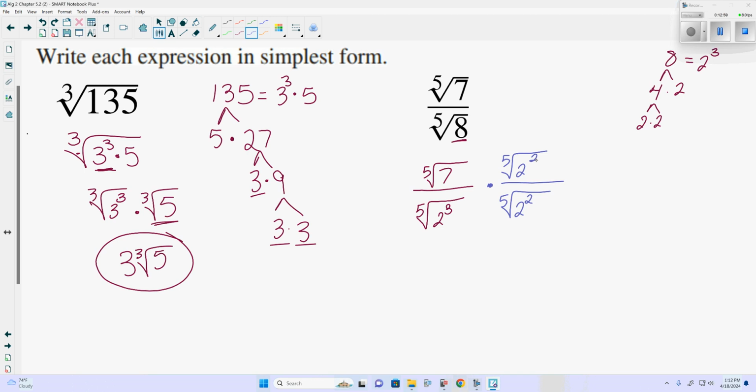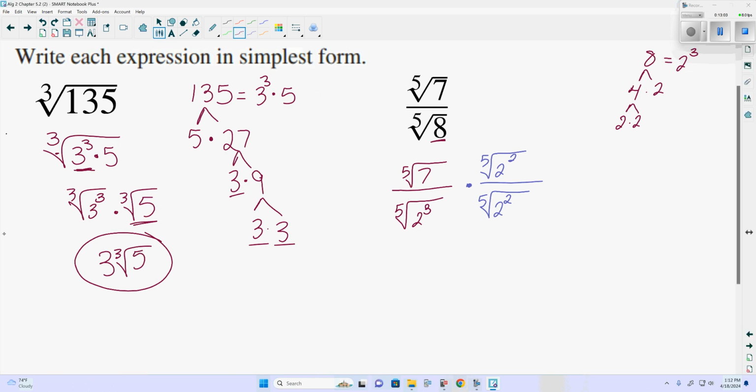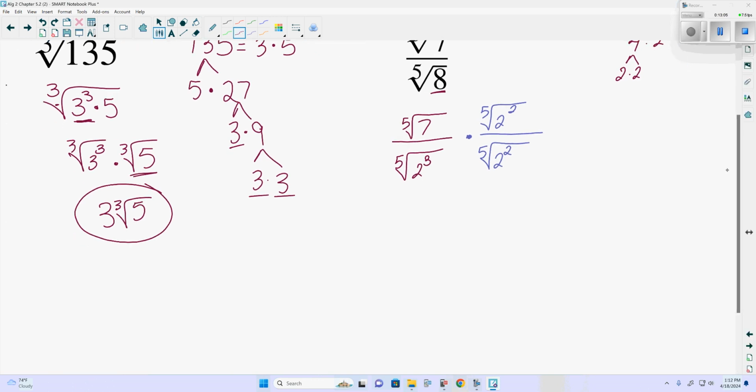Now the denominator, the bottom of the fraction. Well, we have the fifth root, because we multiply them together. 2 to the third times 2 squared is 2 to the fifth power, yes? And what is the fifth root of 2 to the fifth? So the denominator is just 2. And that's what we need to do to simplify these radicals out of the bottom of the fraction.